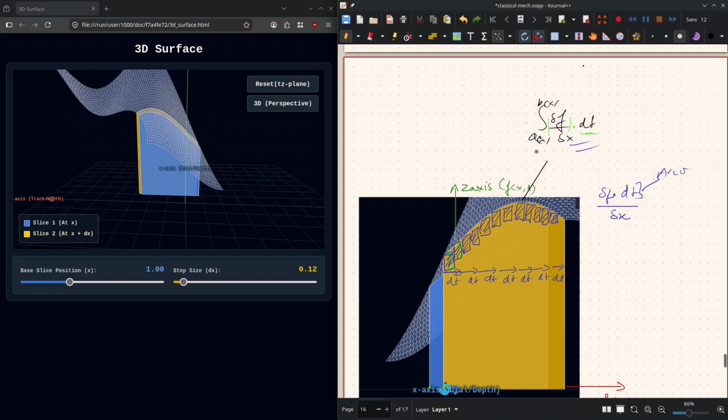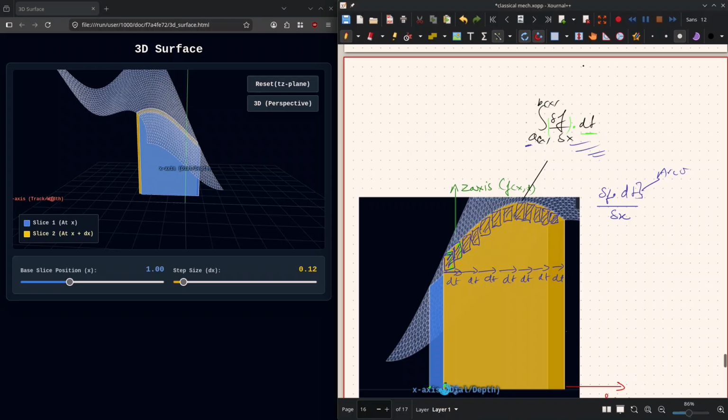This represents the boundary along the t-axis. So we are adding this integral. What this integral is doing is adding these patches, and it gives us how much these patches change when we take a small step along the x-axis. This is what this integral means.